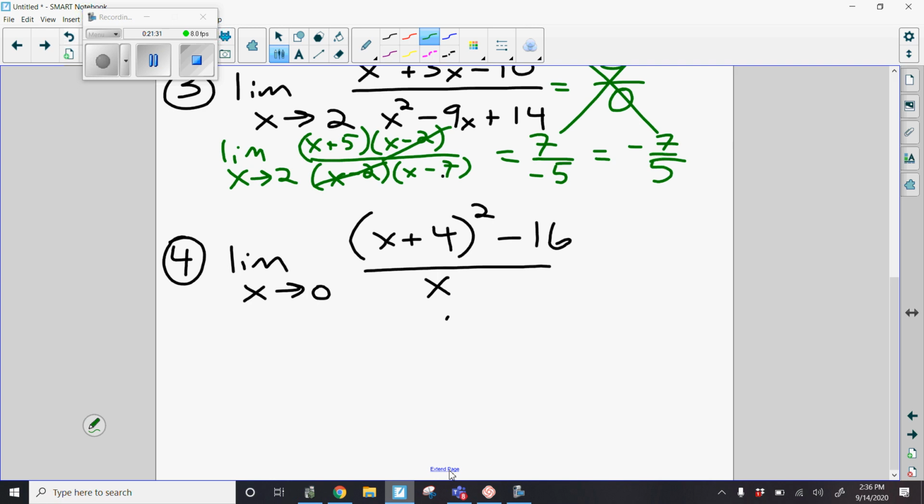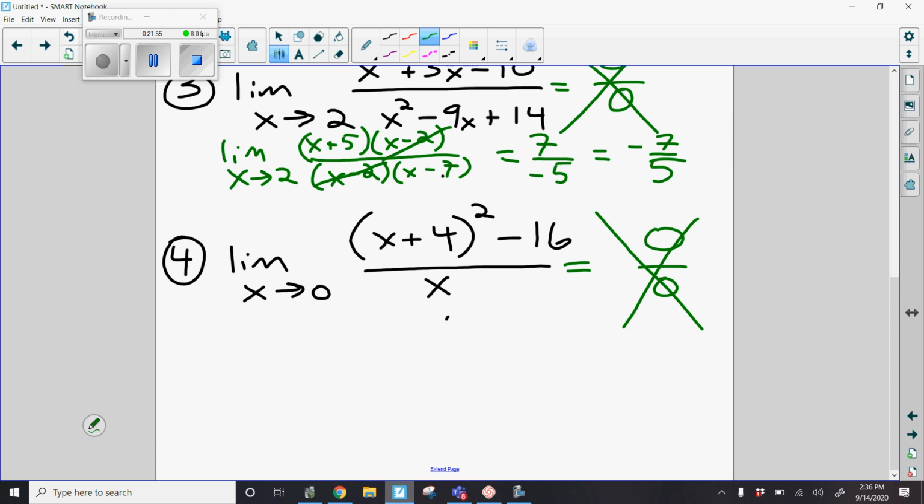So again, what happens when we plug in 0? Well, we get 0 plus 4. 0 plus 4 is 4. 4 squared is 16. 16 minus 16 is 0 on top. And a 0 on the bottom. Again, that just means there's a hole. Don't worry about it. Just cross it off and just know we have to do something else.